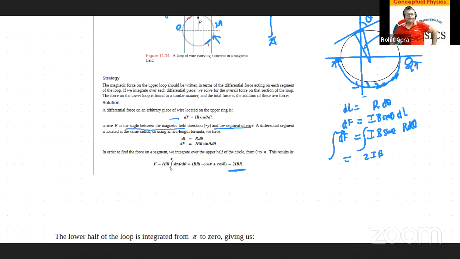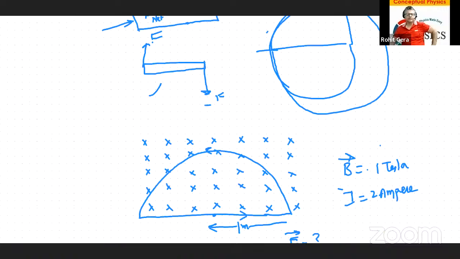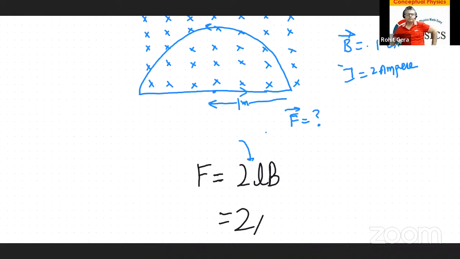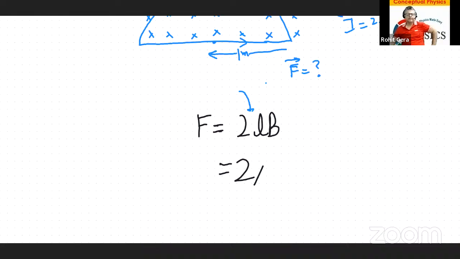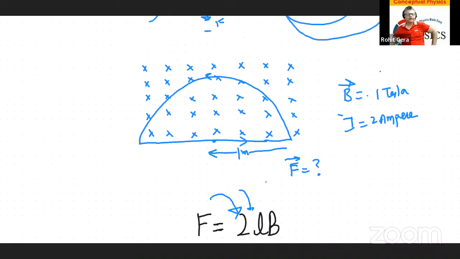That was when the magnetic field was parallel to the circular coil. Here it is perpendicular. Why are you using the same formula? Where did this 2 come from? There is no 2 in this. This is the perpendicular case.